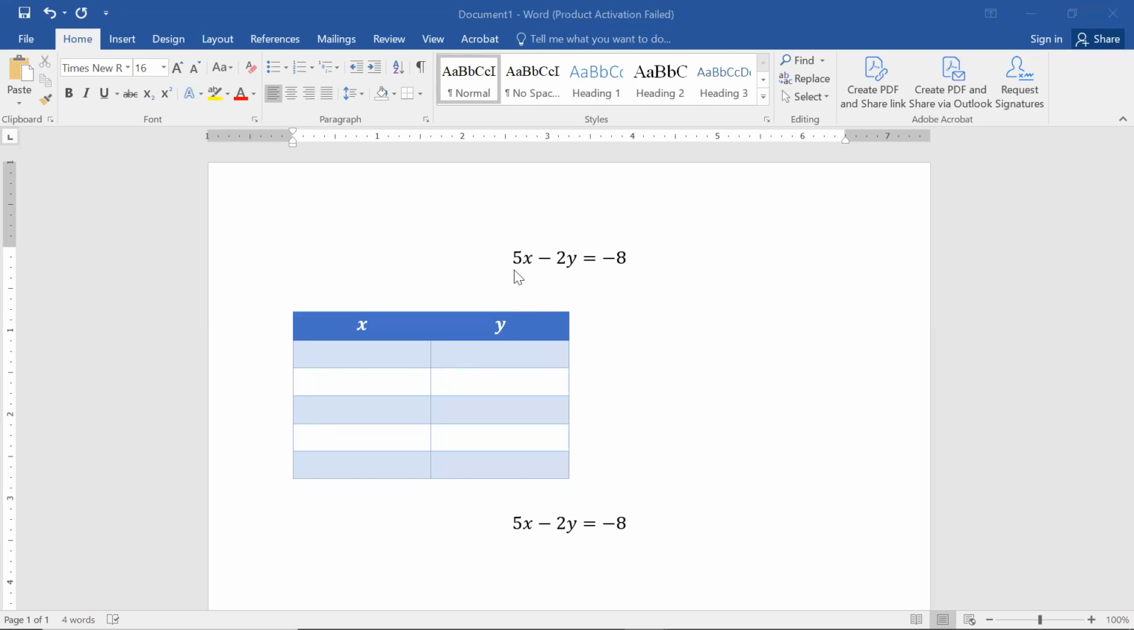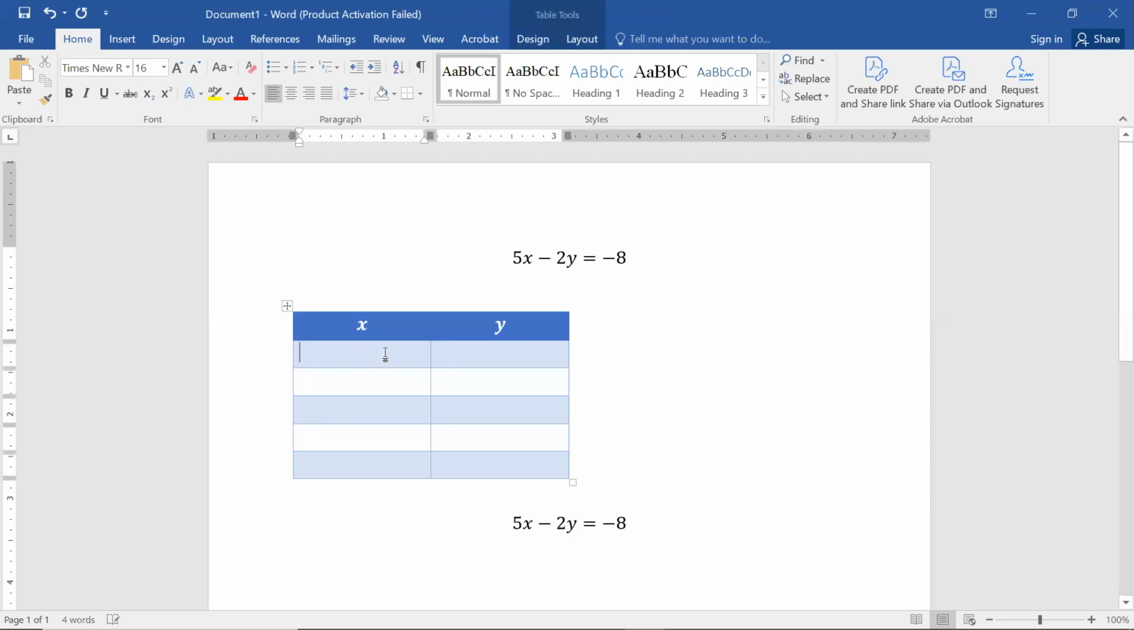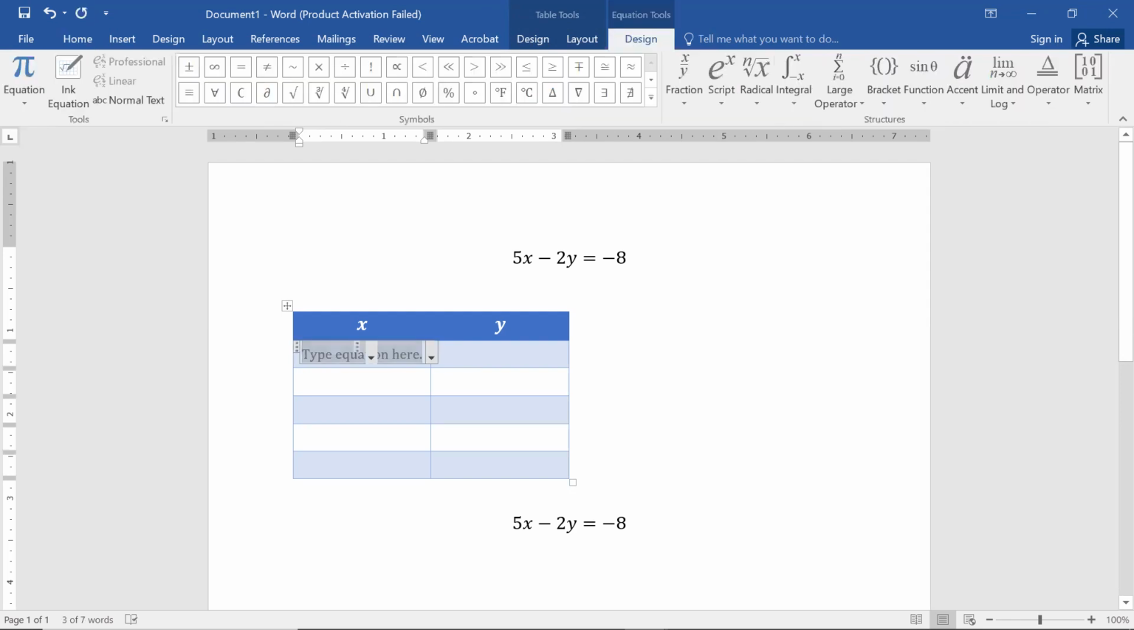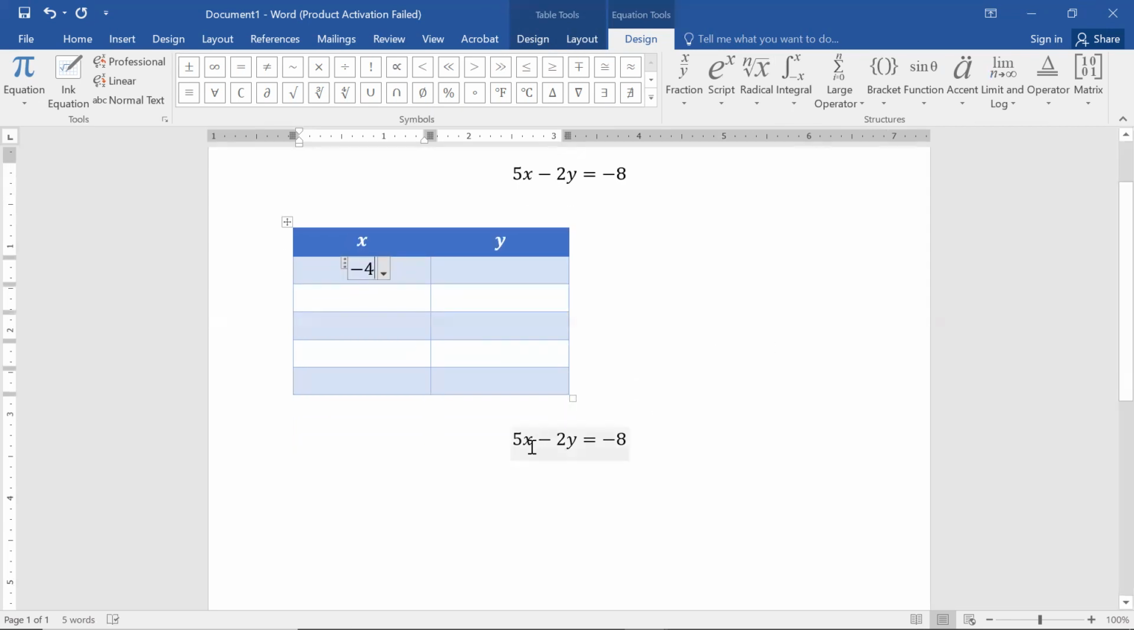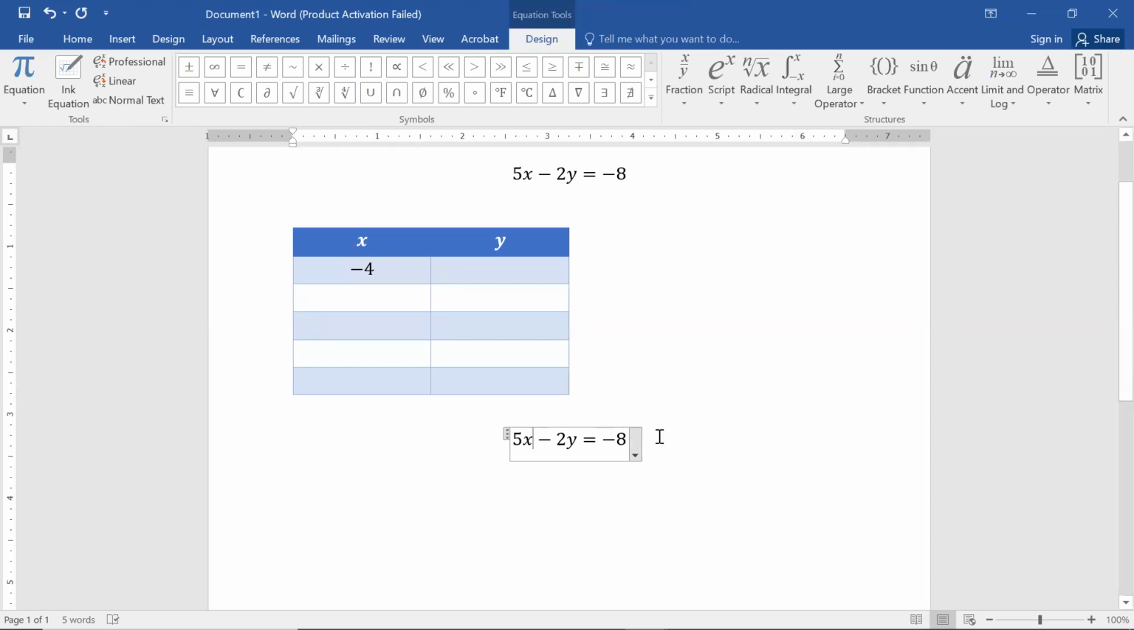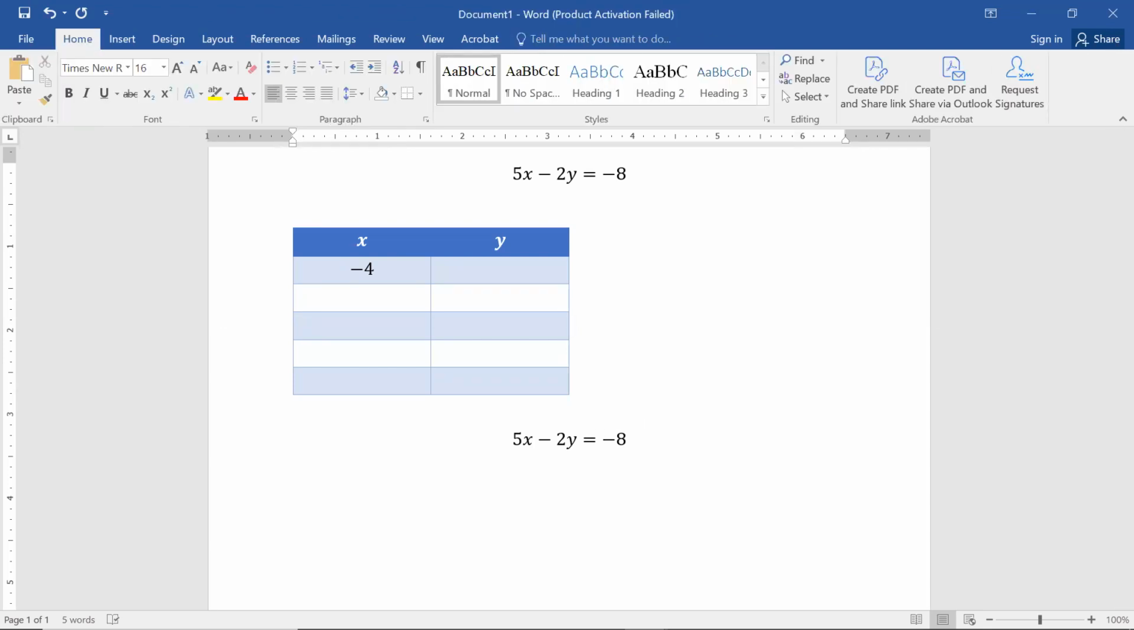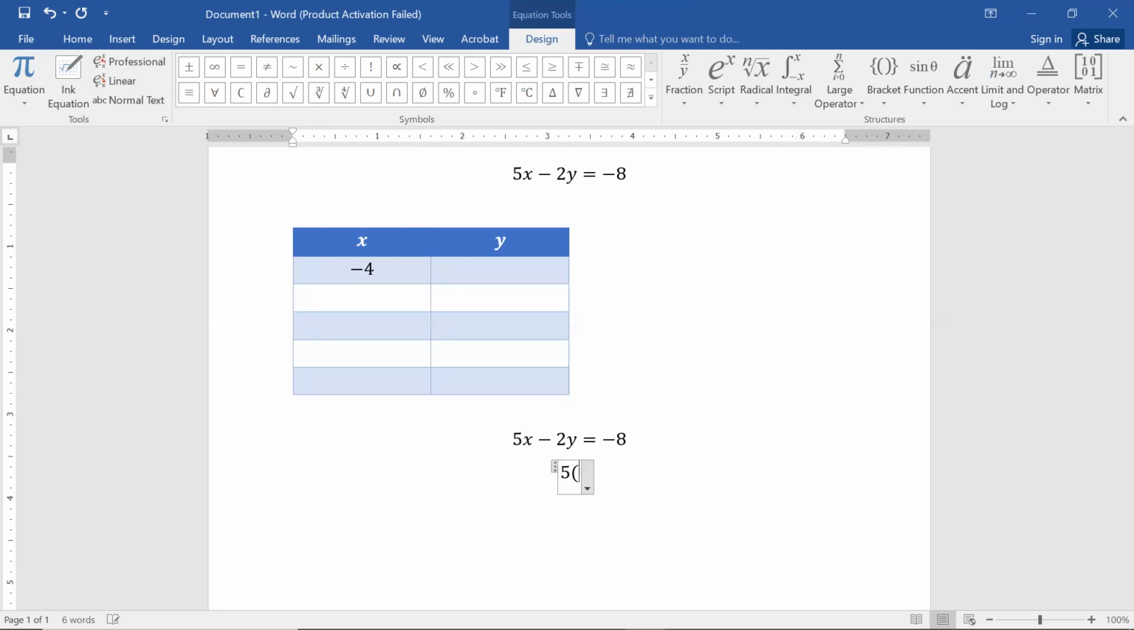Okay, so the first option is exactly what we did last time. We take the equation as is, and we plug in a value for either x or y. It turns out it doesn't matter which. Let's say we plugged in a value for x of -4. Then I would go to my equation directly, 5x minus 2y equals -8, and plug in -4 for x, and this gives me an equation that I can solve for y.